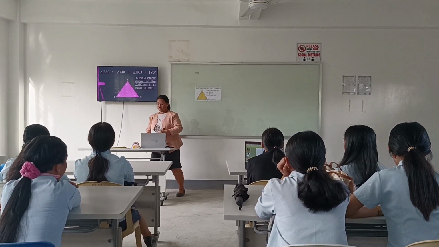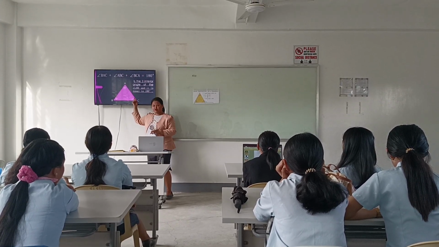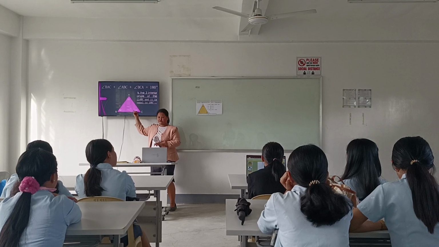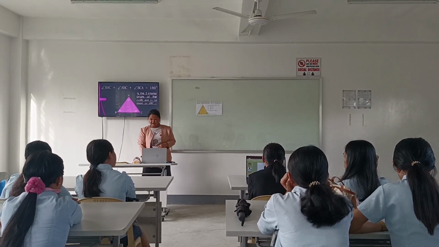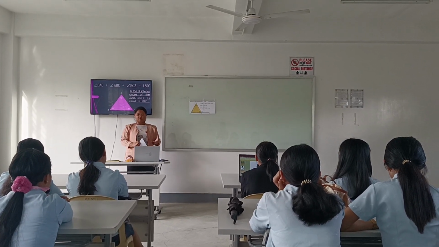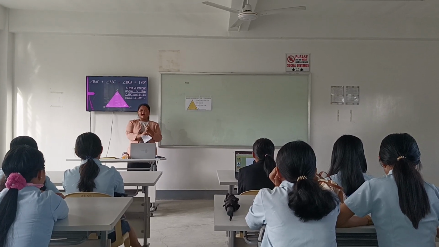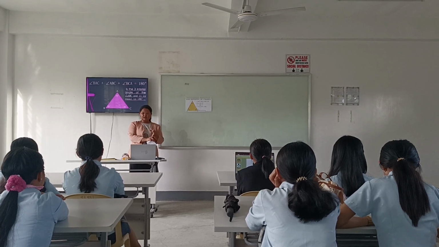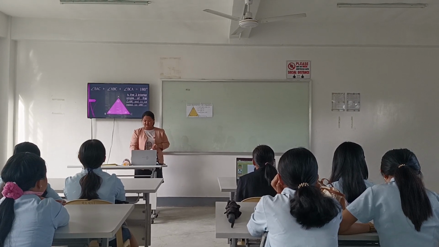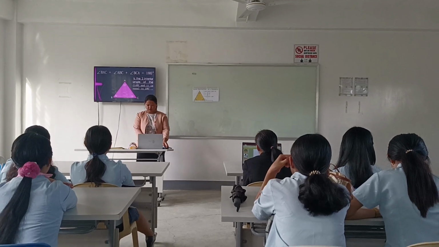How about if there is a missing measure of its angle? How could we know what will be the measure of the missing angle? So how to solve the missing angle? We can calculate the missing angle of a triangle by adding the two given measures of its angles, and we will subtract it from 180 degrees. That's how we will get the missing angle of a triangle.